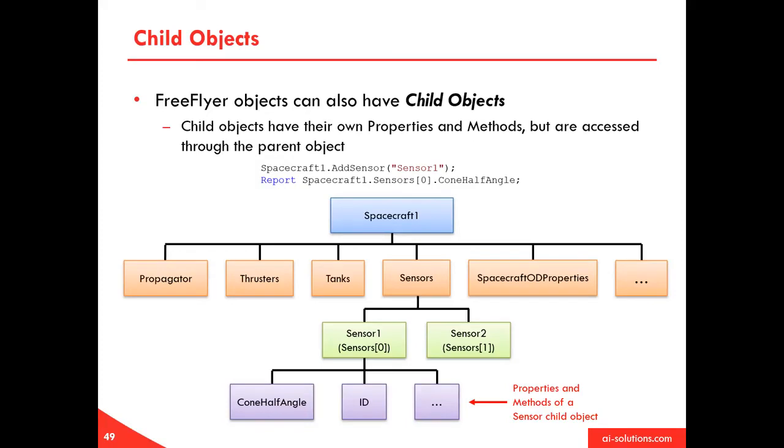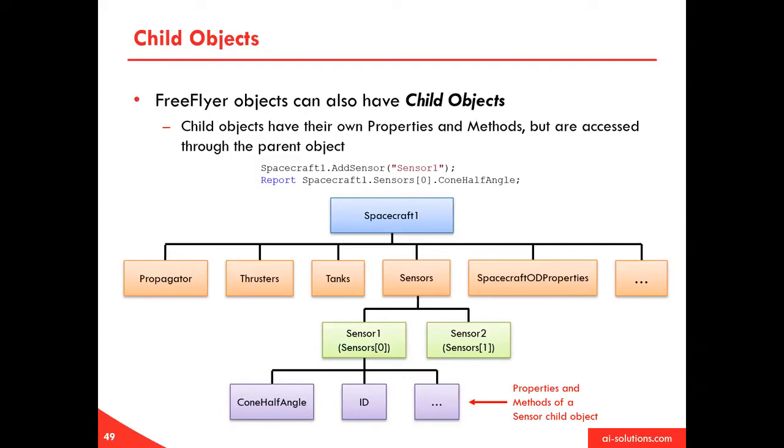FreeFlyer objects can also have child objects that can have their own properties and methods, but are accessed through the parent object. This script shows an example of adding a sensor child object to a spacecraft, and then accessing the sensor child object through the spacecraft.sensors array, where we're using the array index of 0 to access the first sensor in the array and report its cone half angle.